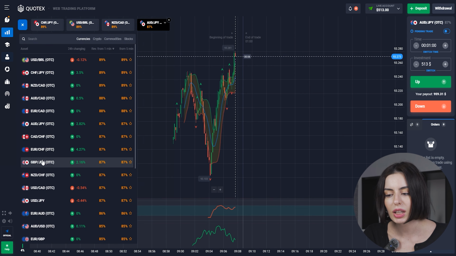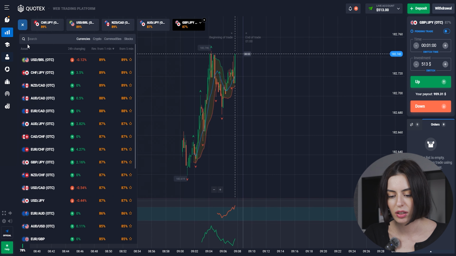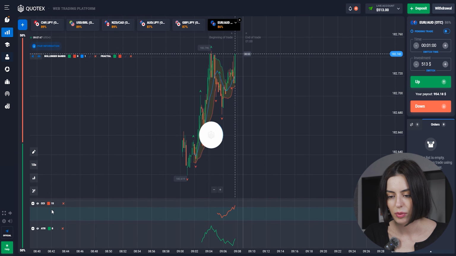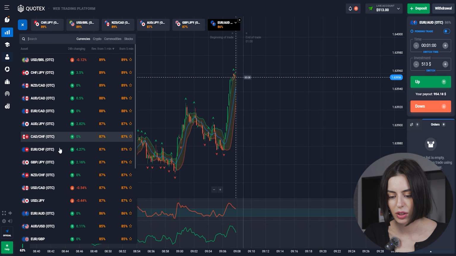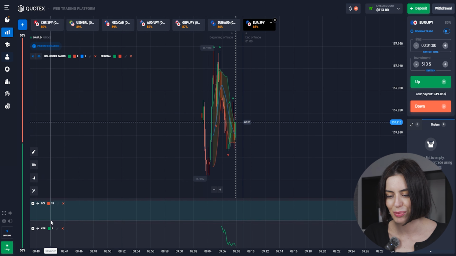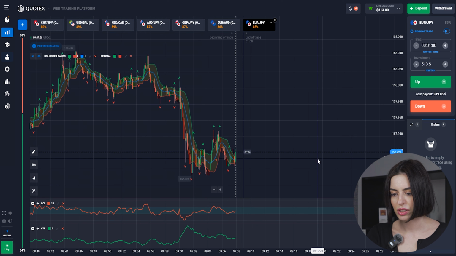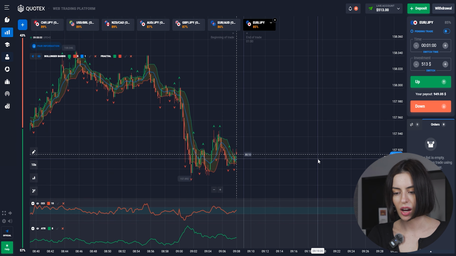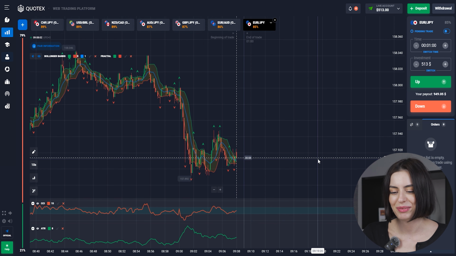So currency pairs with the biggest payouts, the one that we trust, the one that we use, actually not a big difference, just the percentage. That's it. That's the beginning. And I think that's gonna be a nice one. Let's go.